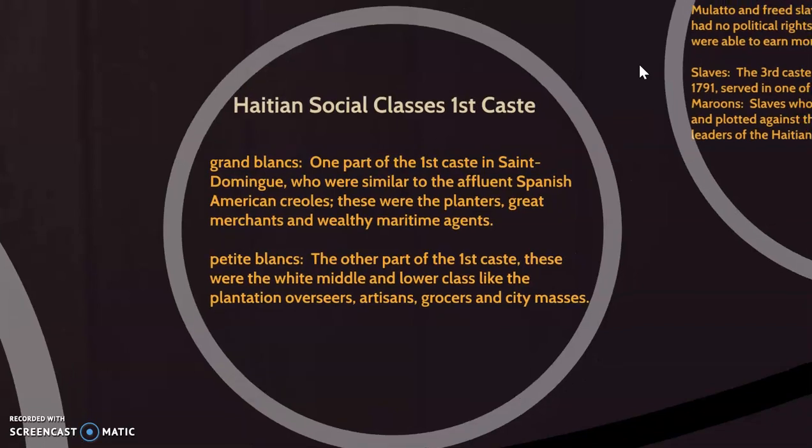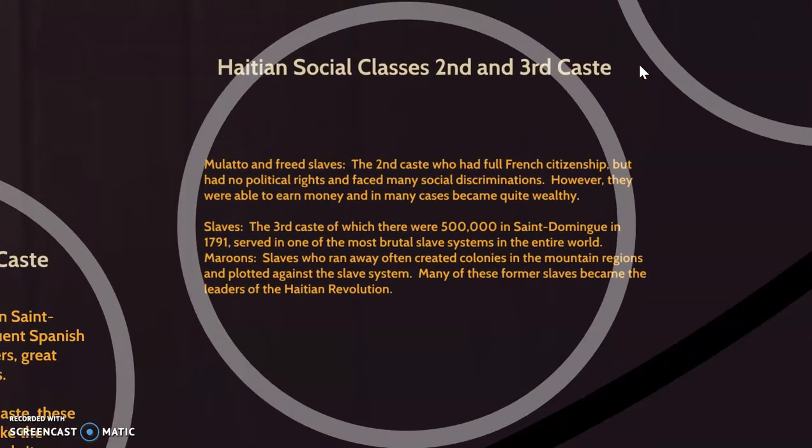The interesting part of Haiti, though, is where the second and third castes fit in. And so this is made up of two separate castes, the second of which were mulatto and freed slaves, of which there were plenty in Haiti. They had received full citizenship, but they didn't have any political rights. And so they faced a lot of social discriminations.